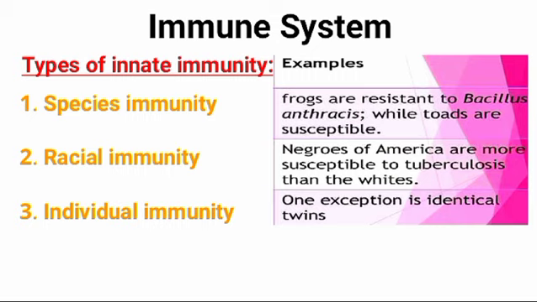Racial immunity is that in which various races show marked differences in their resistance to certain infectious diseases. For example, Negroes of America are more susceptible to tuberculosis than the whites. And individual immunity is very specific for each and every individual, despite having the same racial background and opportunity for exposure. For example, one exception is identical twins.